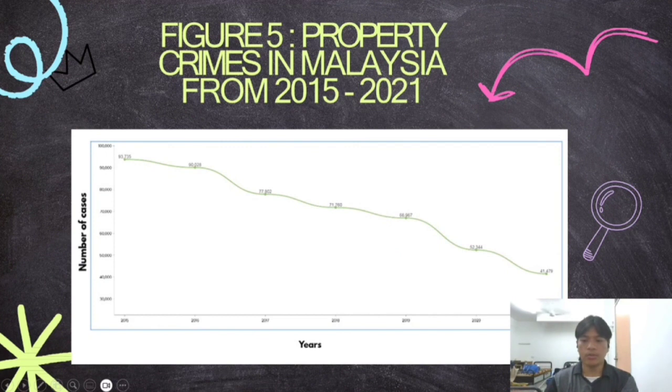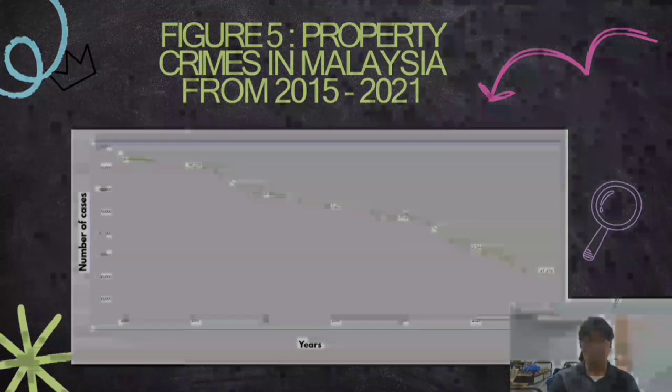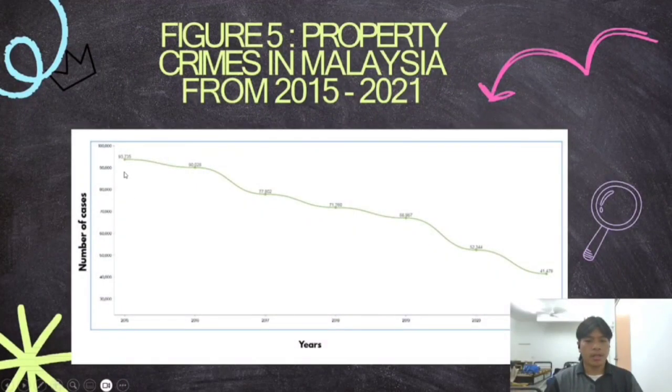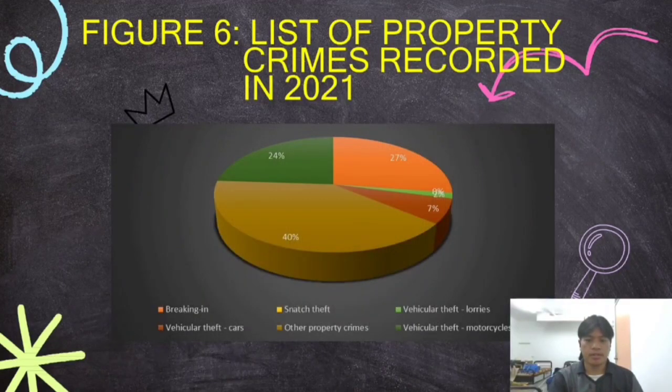From 2020 to 2021, the number of property crimes recorded slightly decreased from 52,344 to 41,479, which was the lowest number of cases ever recorded. In conclusion, the highest property crime cases ever recorded was 93,735 in 2015, while the lowest was in 2021, where there were only 41,479 cases recorded. Next, I will be explaining the data analysis for the pie chart.